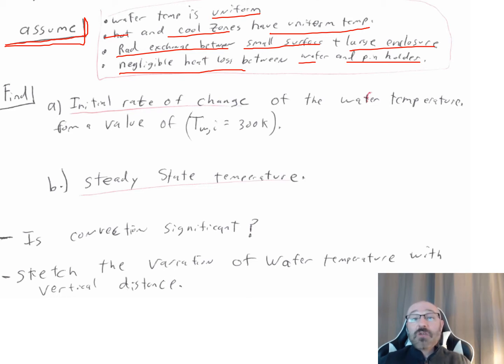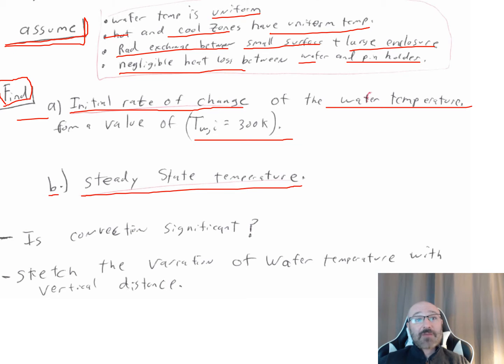Then I clearly want to have labeled on my setup page what I am solving for. This becomes very important, especially with more involved problems, of understanding what I've solved for so far, but what did they really ask me to solve for? So 2 different things. The first thing they want to solve for is the initial rate of change of the wafer temperature from our initial value of 300 K. And part B, we need to find our steady state temperature.